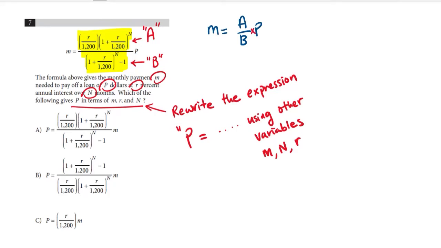To find the expression in terms of variables other than P, you just need to get rid of this A over B on the other side. To do that, we multiply the whole equation by the reciprocal of this fraction, which is B over A. By multiplying by the reciprocal of the given fraction, these cancel and are gone. But make sure you do the same thing on the other side of the equation: multiply by B over A.